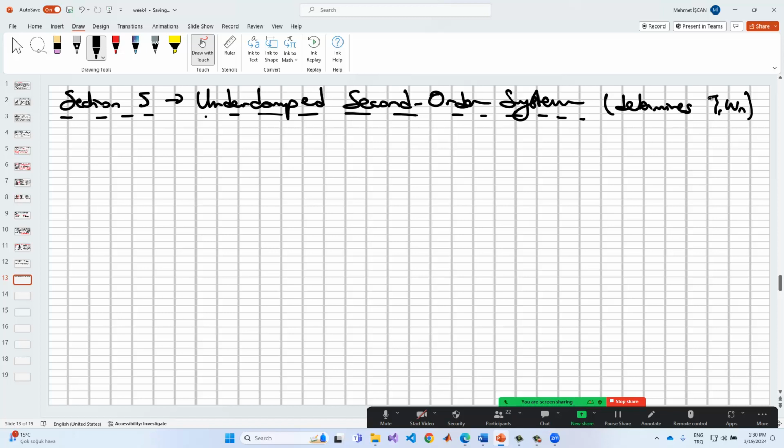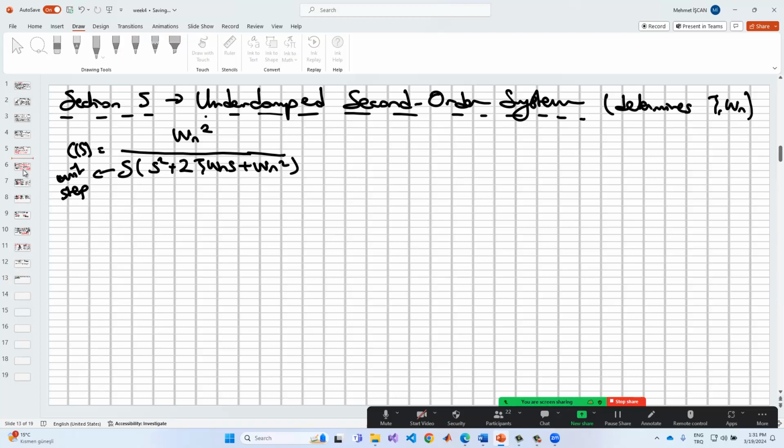Okay, for the underdamped system, C(s) can be defined as omega n squared divided by s times (s squared plus 2 zeta omega n s plus omega n squared). Where is this s coming from? This is the unit step, right? Because we generalize the whole solution.